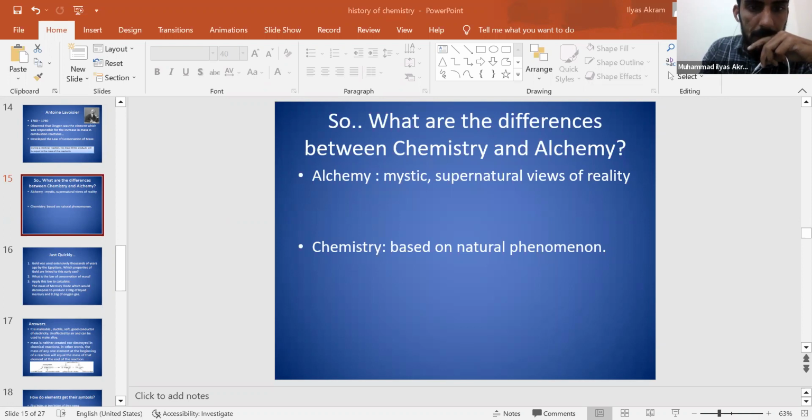So here is the idea about alchemy. Alchemy is a form of chemistry that was studied in the Middle Ages, and it concentrated on trying to change normal metal into gold. So basically, they had the view that we can change any metal into gold, and that is a mystic and supernatural way of thinking.